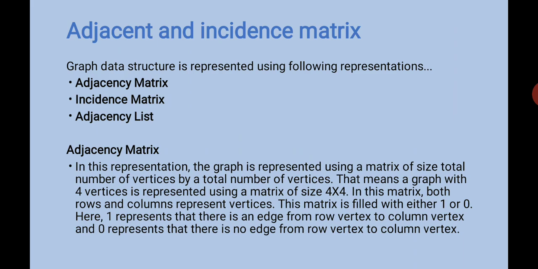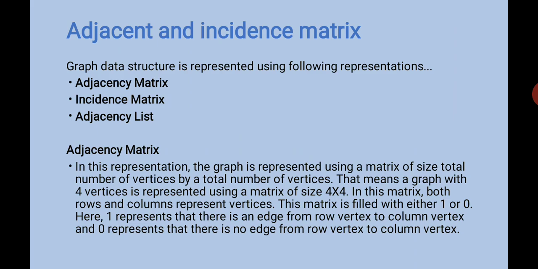Adjacency and Incidence Matrix. The graph data structure is represented using the following representations: adjacency matrix, incidence matrix, and adjacency list. Adjacency matrix: in this representation, the graph is represented using a matrix of size total number of vertices by total number of vertices, like vertex cross vertex. That means a graph with 4 vertices is represented using a matrix of size 4 cross 4, 4 rows and 4 columns, and both rows and columns represent vertices.